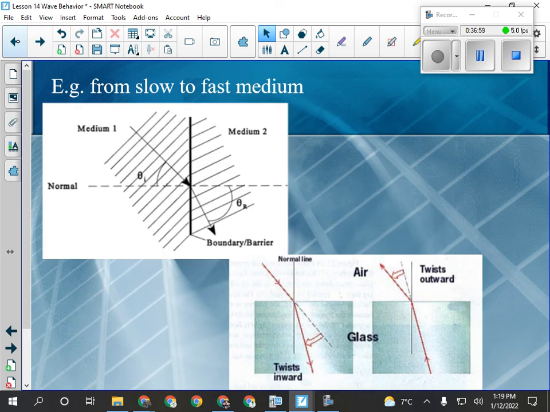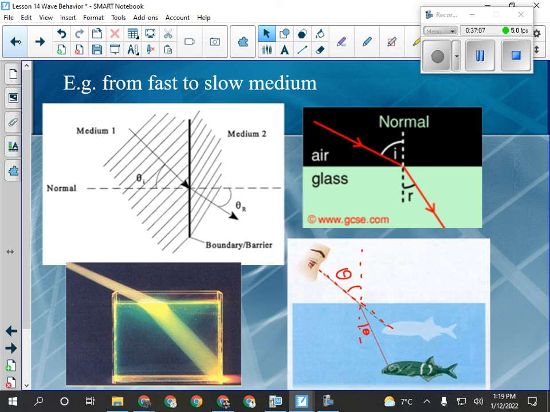Okay, so if we have waves that are slowing down, in this case here, that's going from fast to slow. If they're slowing down, my angle of incidence is going to be bigger than my angle of refraction. Not reflection, but refraction. That means that they are bending towards the normal. So in your notes here where it says from fast to slow, you might want to add bends towards the normal.